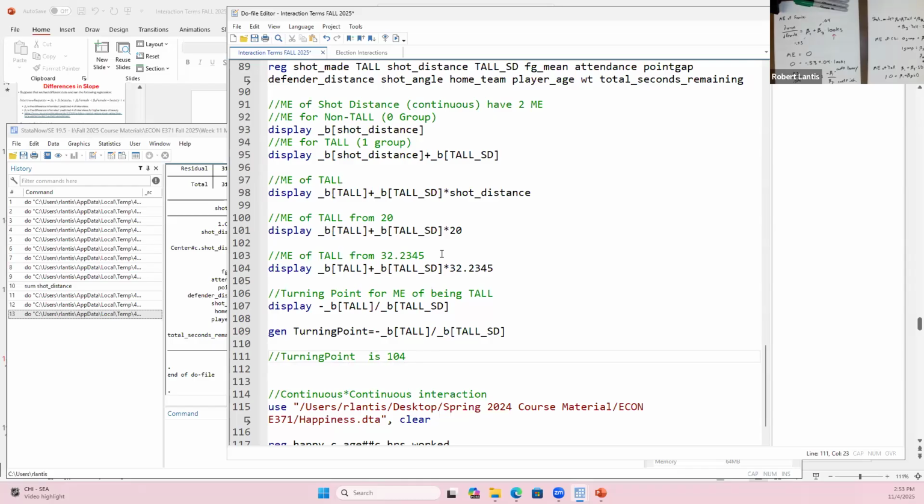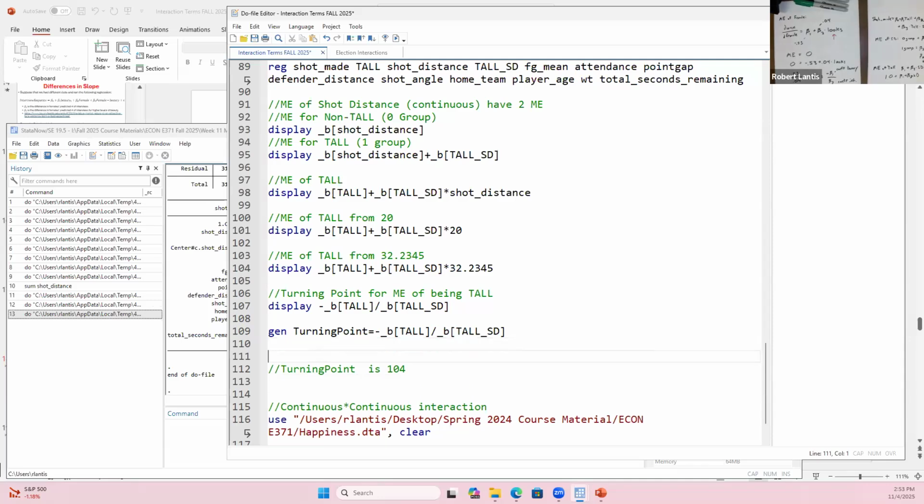A follow-up question could be, will this exist in the data? Well, that's where I would go back and say, okay, this is the turning point. This is the shot distance where the marginal effect of being tall goes from positive to negative. So for us, it was about 24, right?